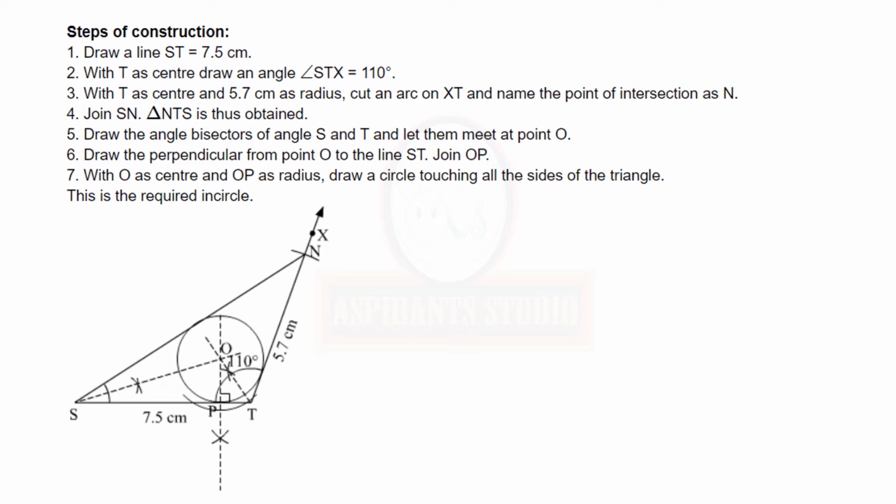Now draw the angle bisectors of angle S and T and let them meet at point O. Draw the perpendicular from point O to the line ST. Join OP. With O as center and OP as radius, draw a circle touching all the sides of the triangle. This is the required incircle.